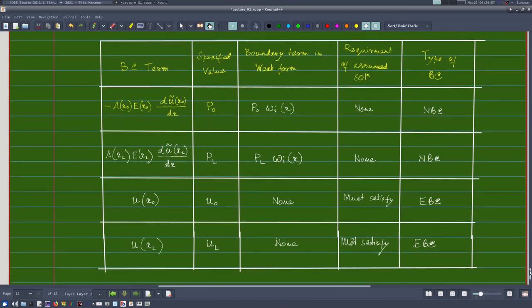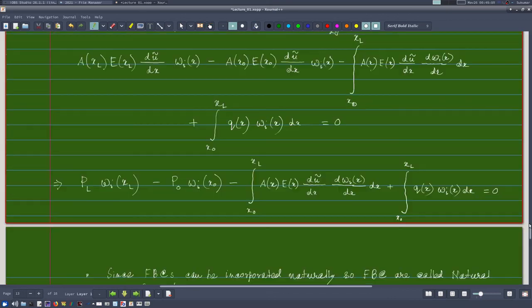The most important point we remembered is that the essential boundary conditions must be satisfied by the assumed solution itself. So only those solutions which satisfy EBCs are taken as admissible solutions. That means that is the solution I can consider for solving the problem. Okay, now let us see this weighted residual method in terms of the principle of virtual work.